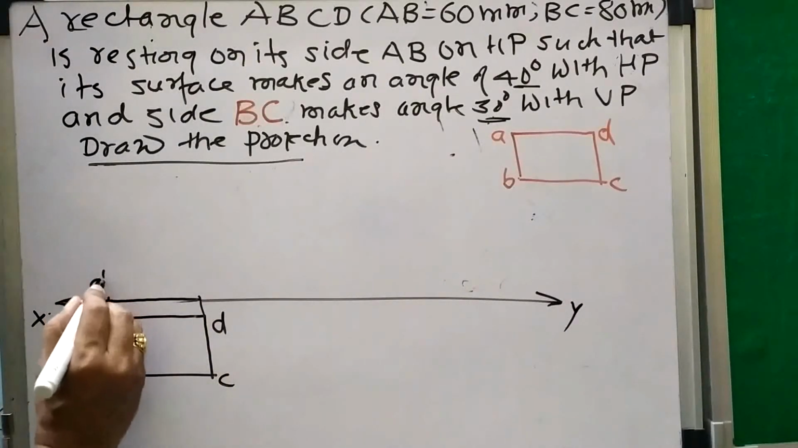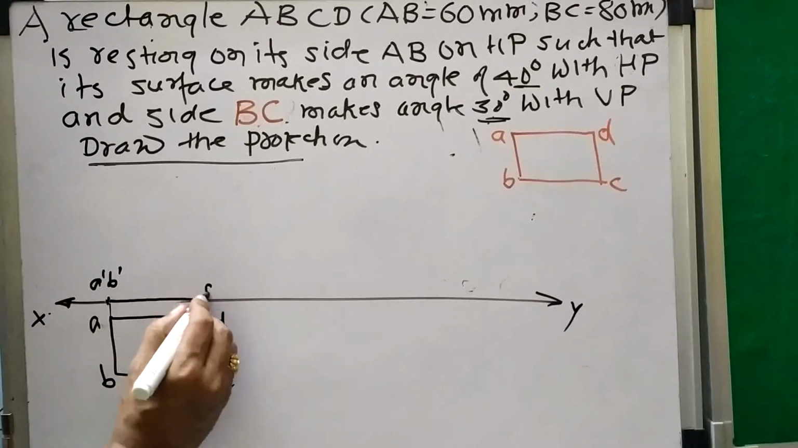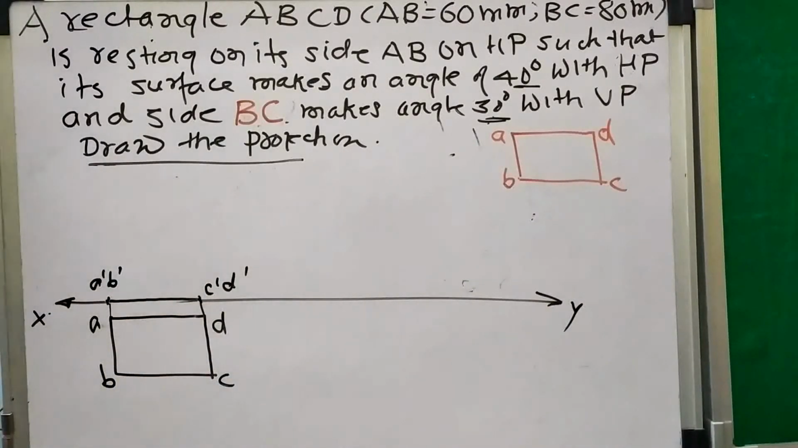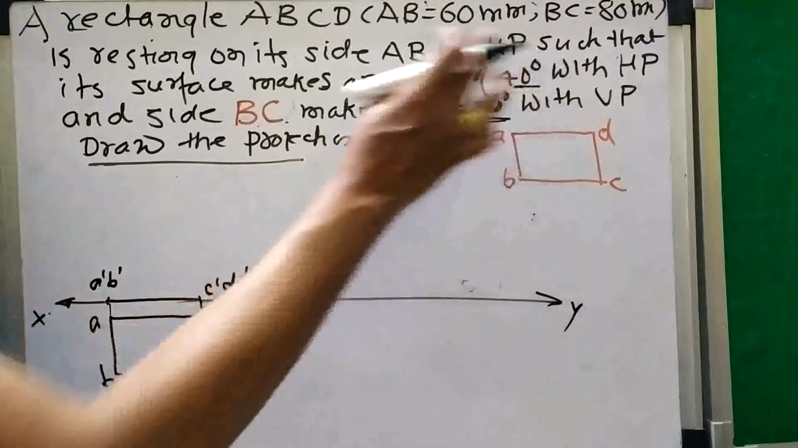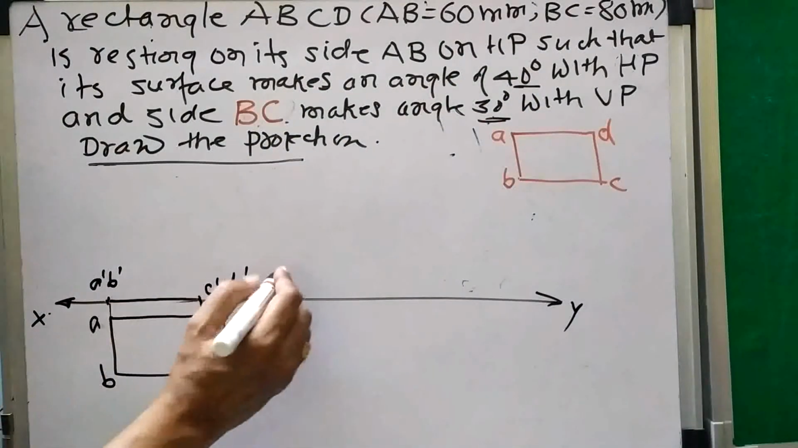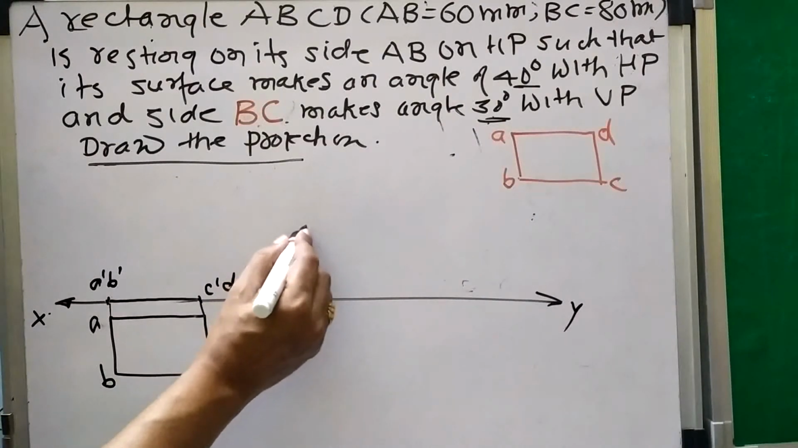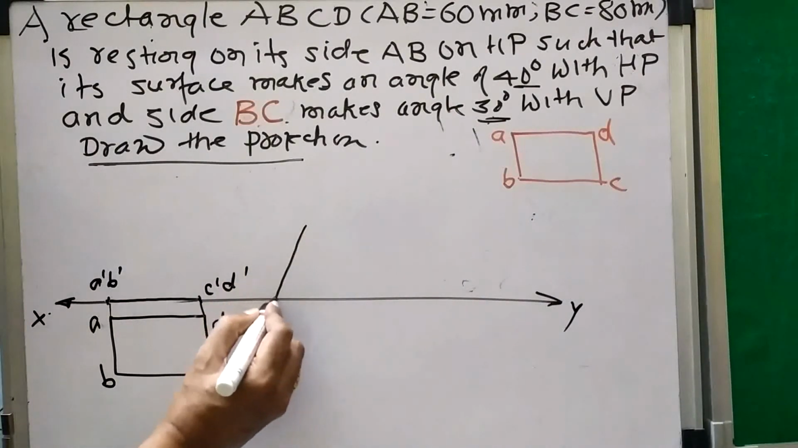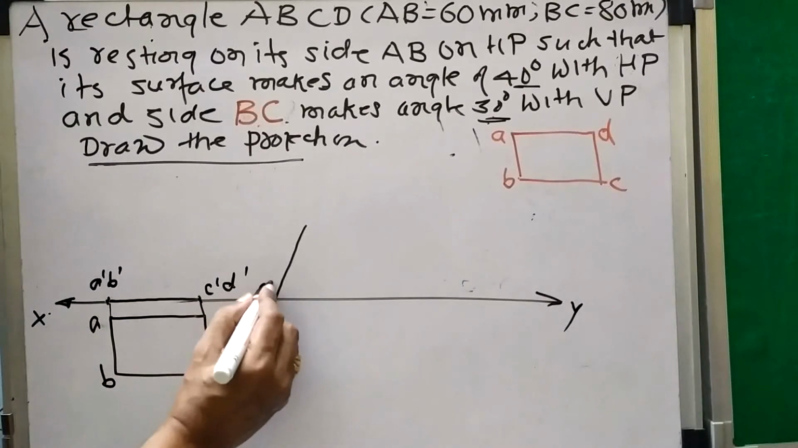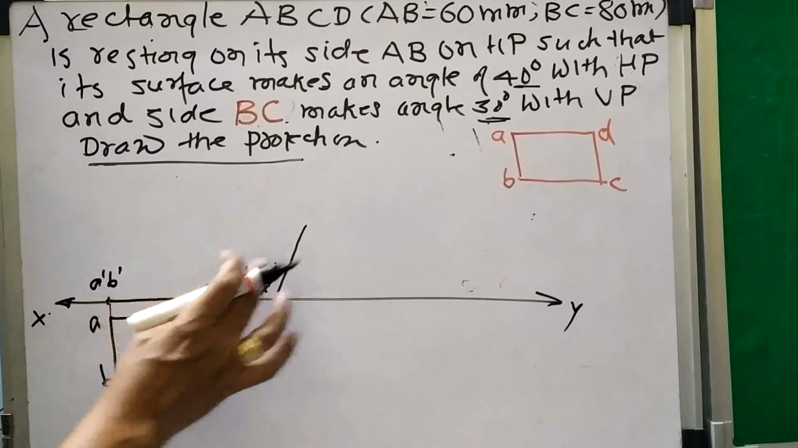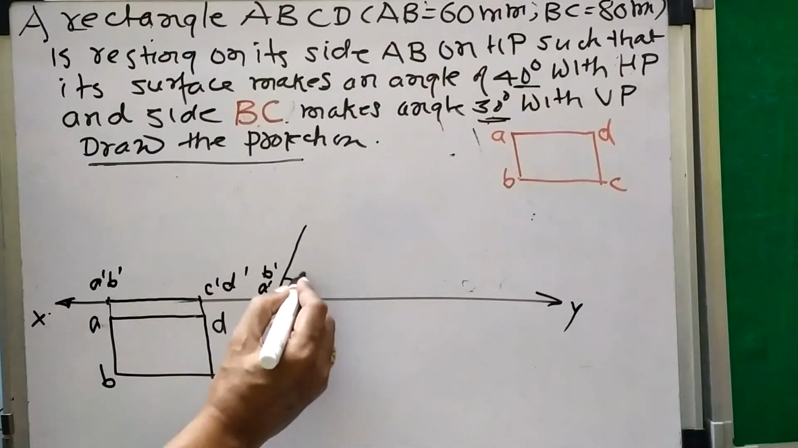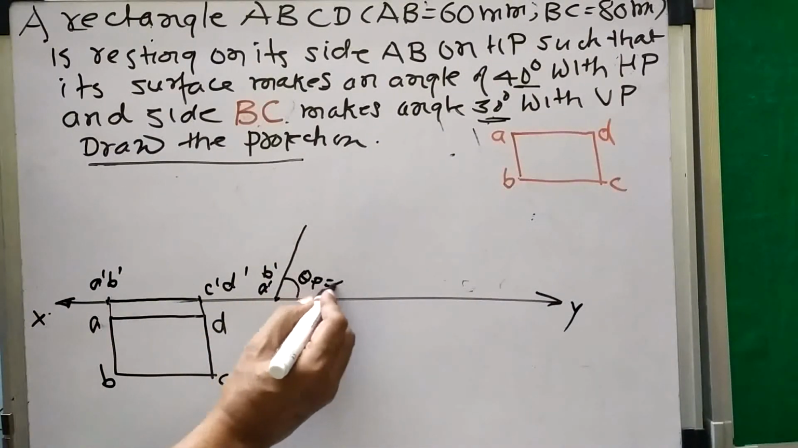This is A dash, B dash, C dash, D dash, right? Now I will make the surface inclined with HP 40 degrees. So I will take this surface inclined here. So I will get this A dash, B dash on XY because it's resting side, and this line I will turn at an angle of theta, 40 degrees.